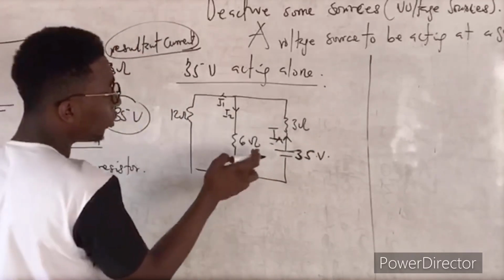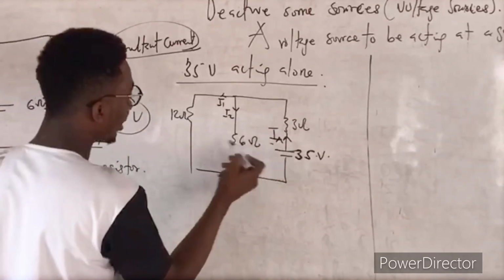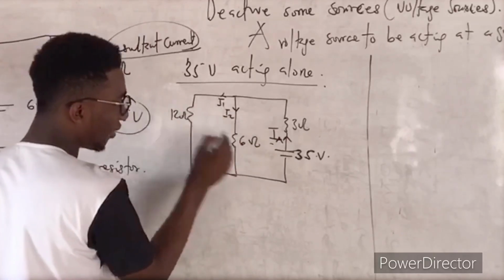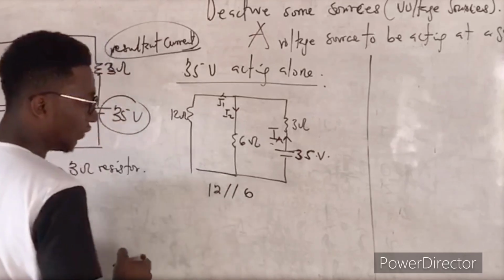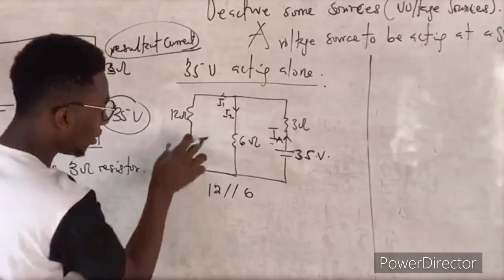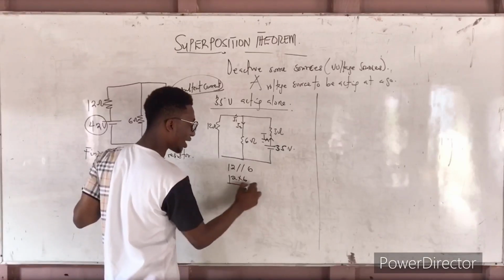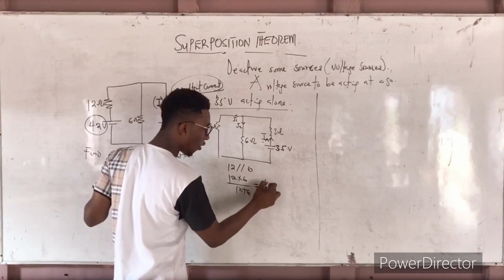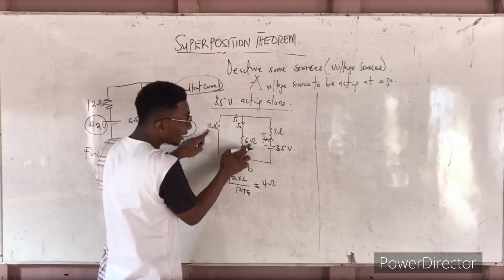So how do you know the IA current? We understand that this 12 and this 6 have different currents passing through them, so they are in parallel. The 12 ohm here is parallel to the 6 ohm. If it is parallel, then the resultant or effective resistance becomes 12 times 6 divided by 12 plus 6, which will give you 4 ohms. So the effective resistance between this 12 ohms and this 6 ohms is 4 ohms.